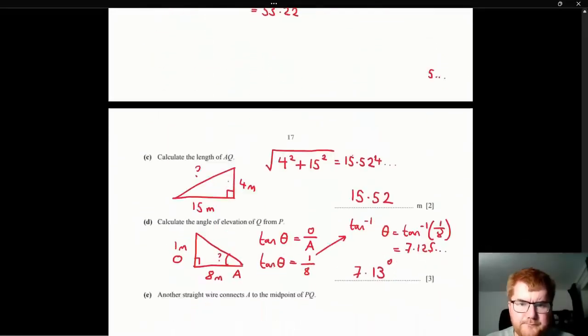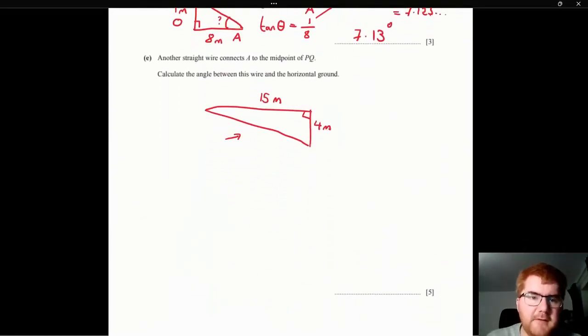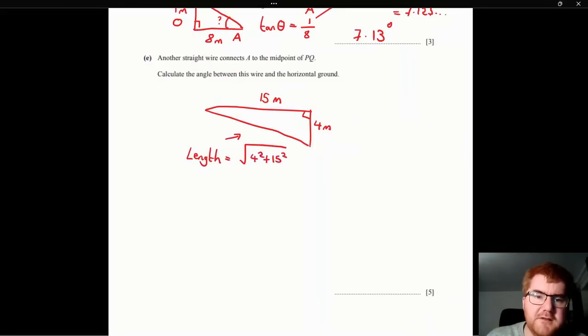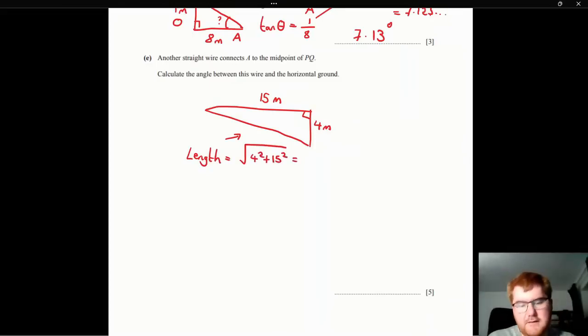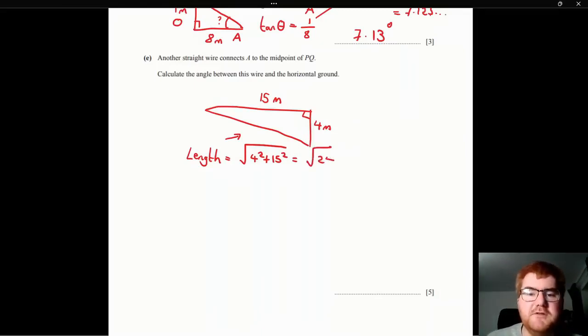So first thing I want to do is work out here. So this is going to be this length. It's going to equal the square root of 4 squared plus 15 squared. Again, this can just go into the calculator. We'll get something in terms of a third. So yeah, the square root of 241.